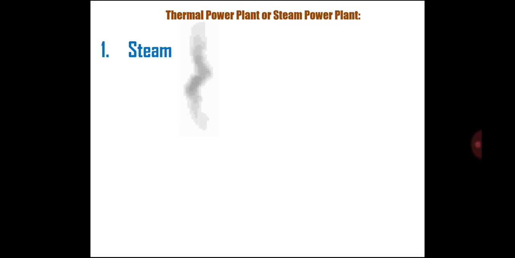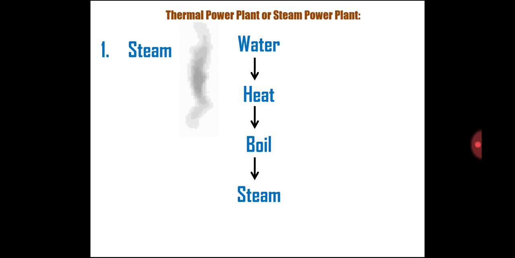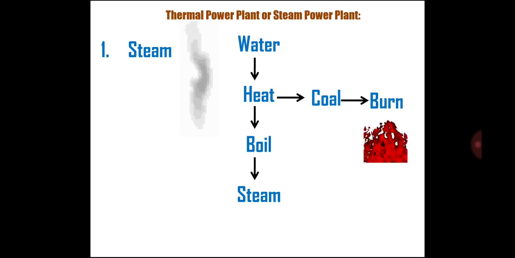But how do we generate the steam? To generate steam, we have to raise the temperature of water, and then the water will boil, and finally we will have steam. Now, to raise the temperature of water we require heat. How can that heat be produced? The heat can be produced by coal combustion. So burning of coal takes place, we get heat, and that heat converts water into steam.